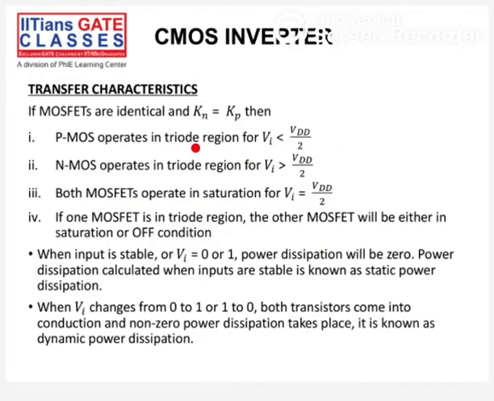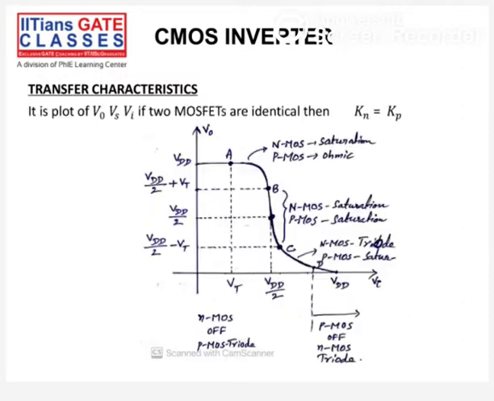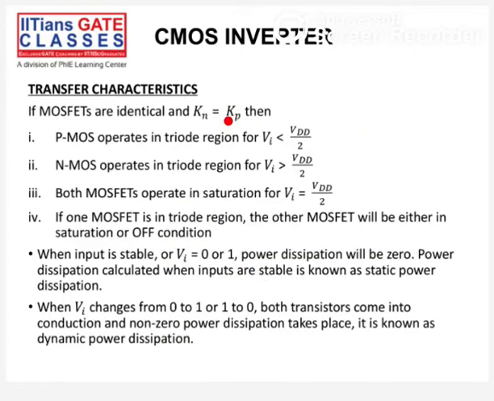PMOS operates in triode region for Vi is equal to VDD by 2. How? It is in triode region, PMOS, that I have shown here. It is in triode region when Vi is less than VDD by 2. And this is possible only when Kn equal to Kp, that both are identical. So PMOS operates in triode region for Vi is less than VDD by 2. NMOS operates in triode region for Vi is greater than VDD by 2.